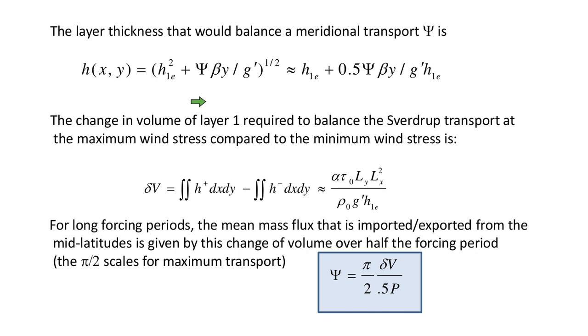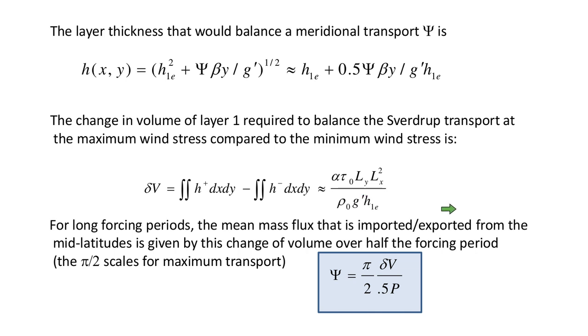So if we just consider the change in volume when psi is large compared to the change in volume when psi is small, integrate over both the subtropical and the subpolar gyres, we get a change in volume. I'm using this approximation here. This change in volume just looks like this. That's the wind stress anomaly. That's the meridional scale over which the winds vary. That's the zonal extent of the basin. G prime and H1E is the thickness on the eastern boundary.